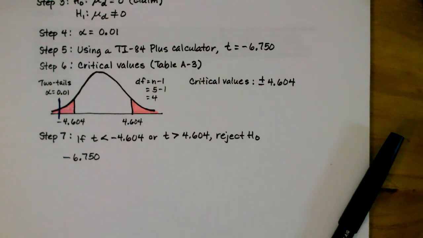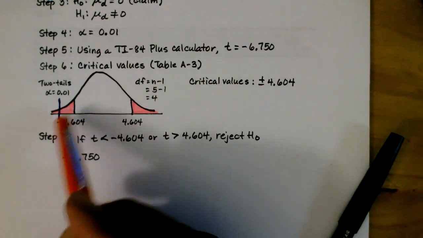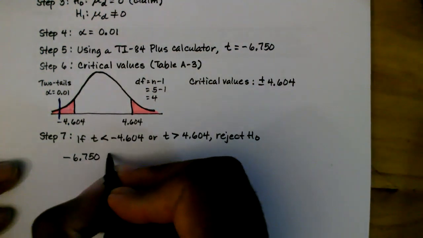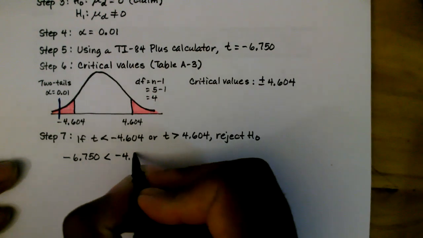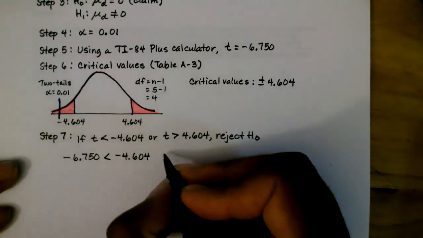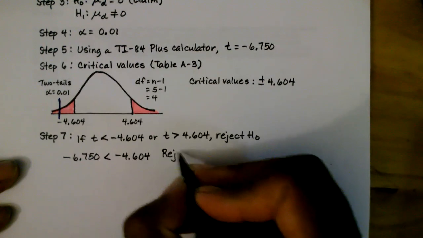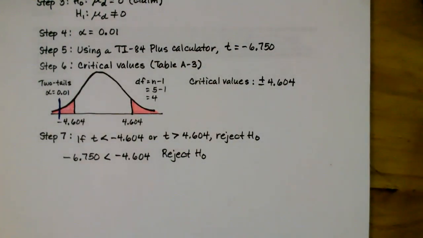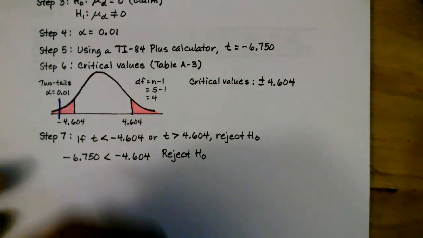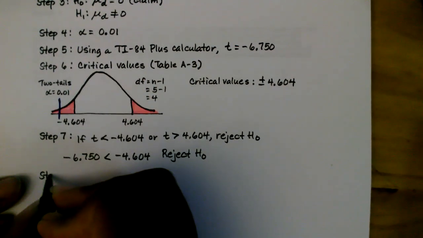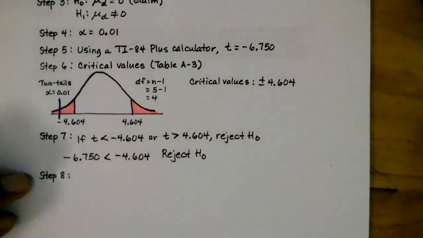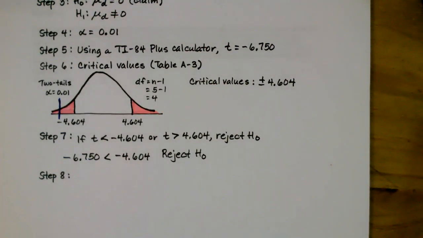That's just an estimate, but it is within that critical region, as you can see, and it is less than negative 4.604. That means I need to reject the null hypothesis. Reject the null hypothesis. And then finally, step number 8 is my conclusion using simple non-technical terms.